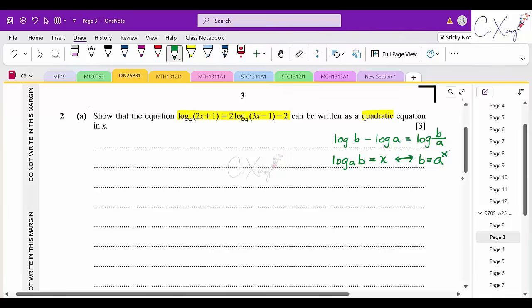And after that, let's say you're having a number n times log x. You can further simplify by pulling the number to become the power of the value in the log. So you're having log x to the power n. These are the important properties that we are going to apply soon in this question so that we can express it into a quadratic equation. All right, so let's start with the question first.